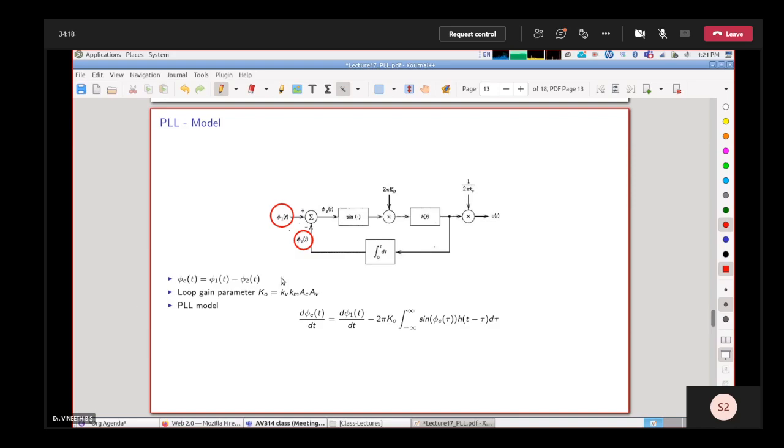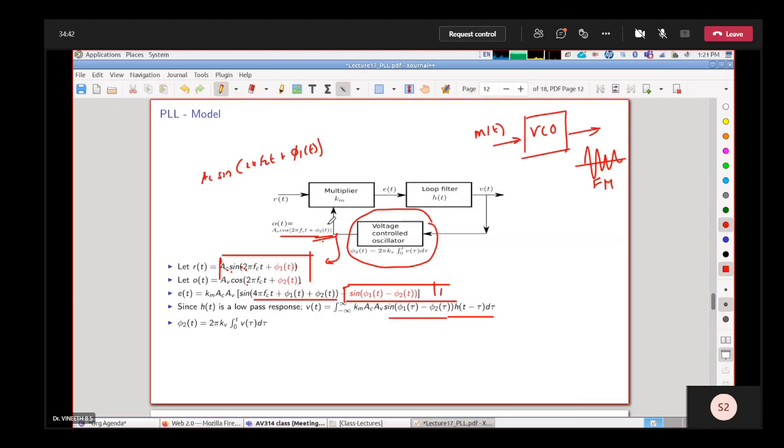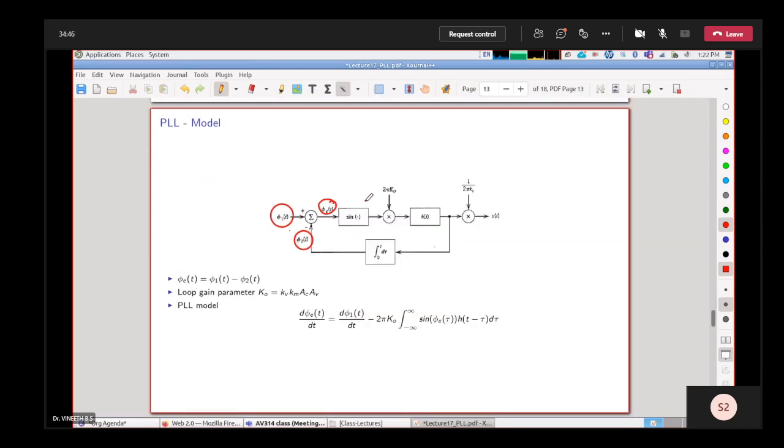So we are going to think about phi1 of t as input. Phi2 of t is the interesting part of the signal from the VCO, which we will subtract from phi1 of t to get this phi e of t. Now, this phi e of t is phi1 of t minus phi2 of t, which is what we had here. We are taking sine of that, so we put it as a block here. This takes sine of that.